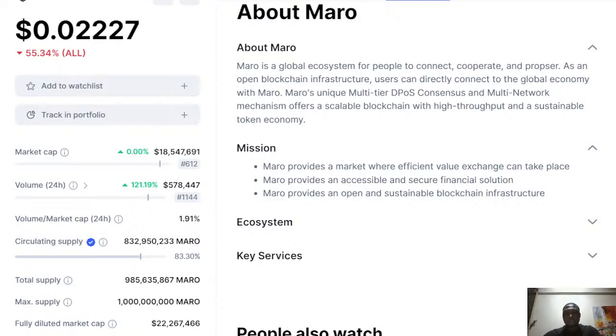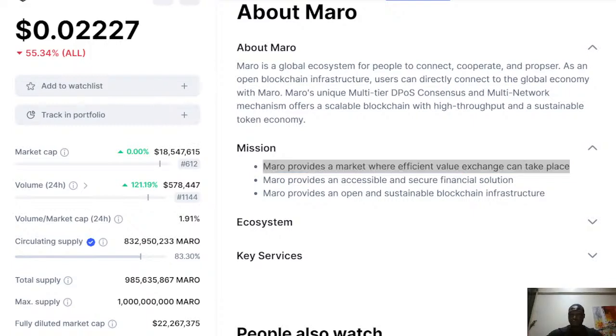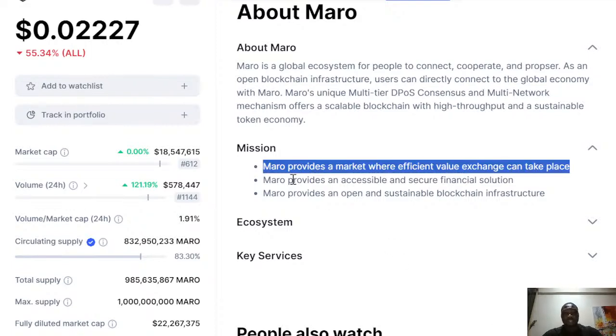Moving forward in getting more analysis, now you can see the first one: Micro provides a market for efficiency where value exchange can take place. Apart from that one, let me just type it out. What other point does this provide? It also provides an accessible and secure financial solution.